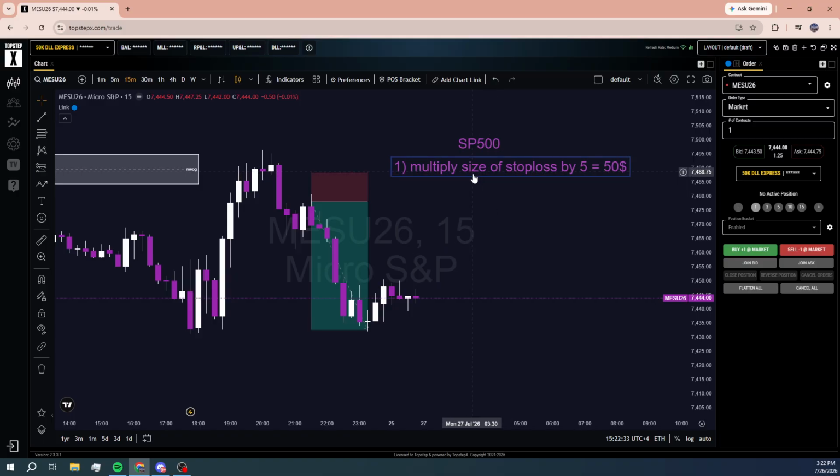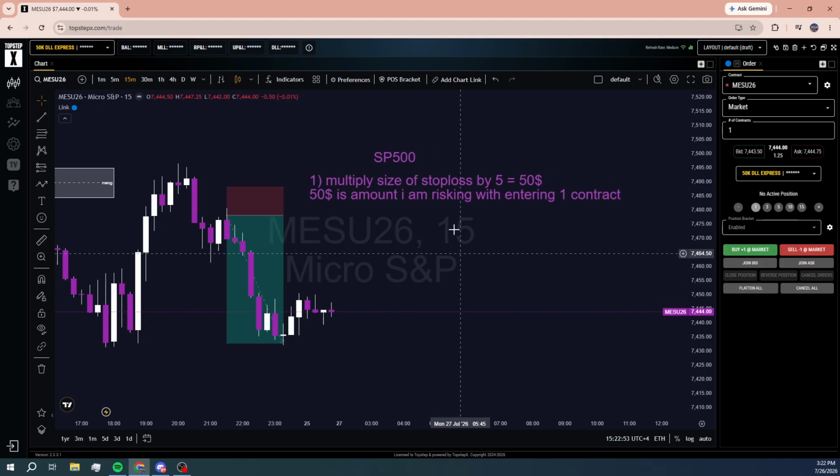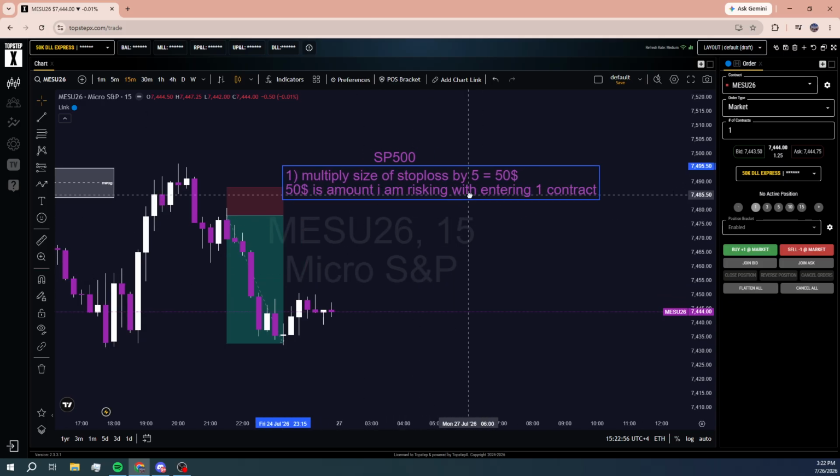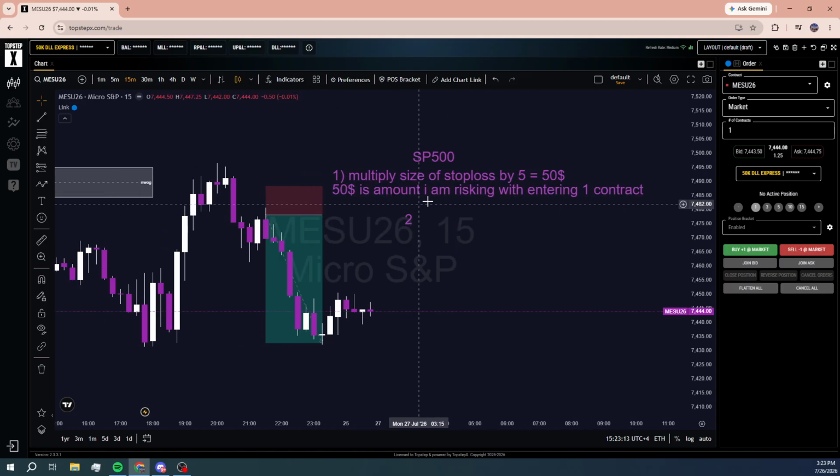And now, based on this, you would calculate how many contracts you want to enter with. So with one contract, let's write, $50 is the amount I am risking with entering one contract. So take notes. $50 is the amount I am risking with entering one contract. So if I wanted to risk $100, how many contracts would I enter with? With one contract, I am risking 50. If I want to risk $100, I would simply go in with two contracts, because $50 plus $50 is 100. Simple as that.